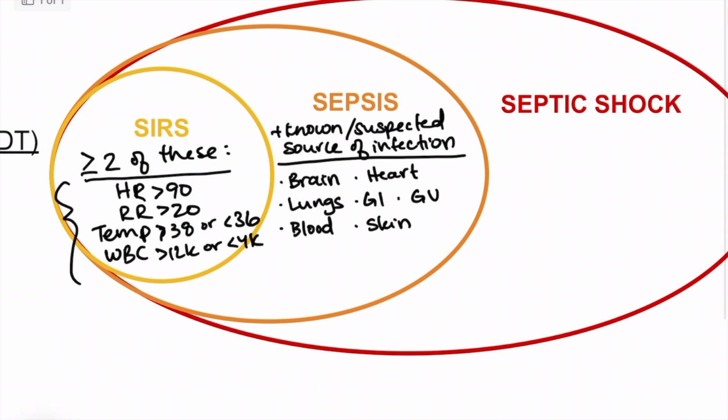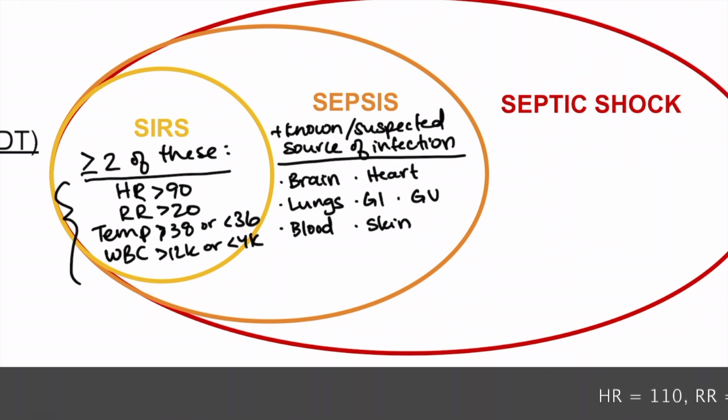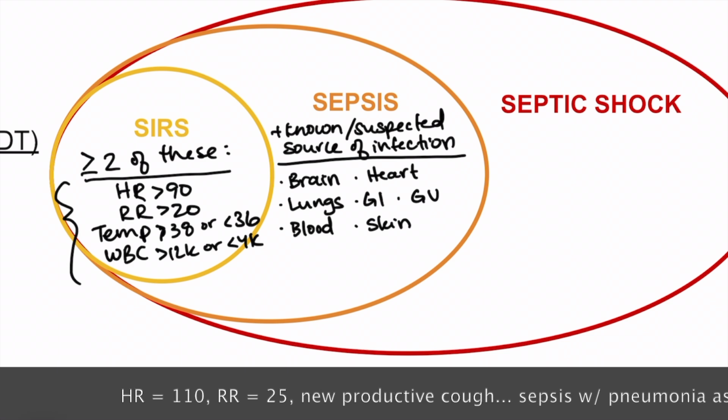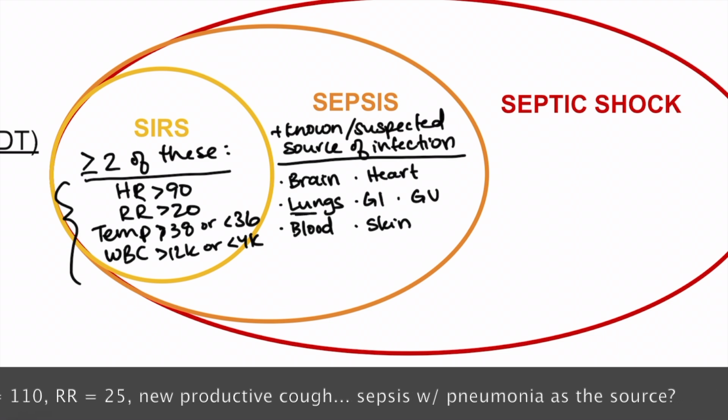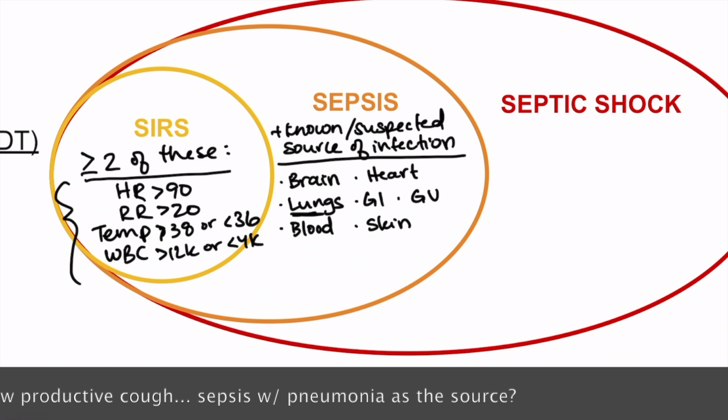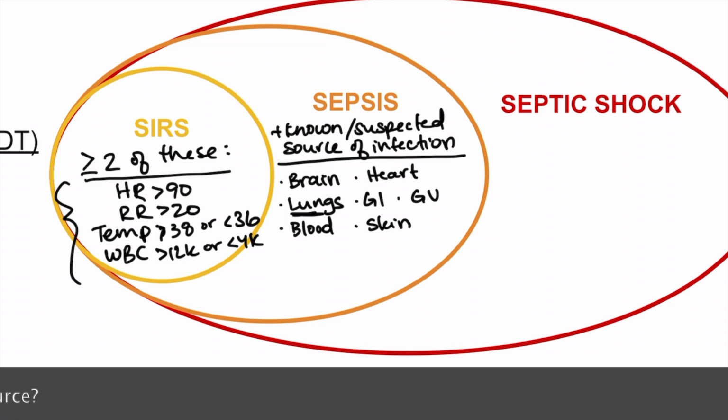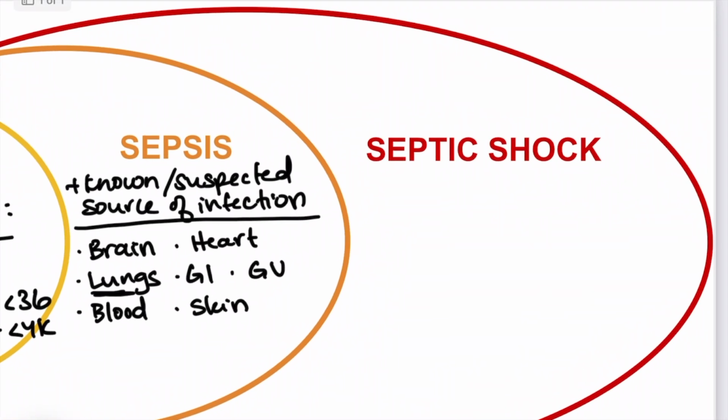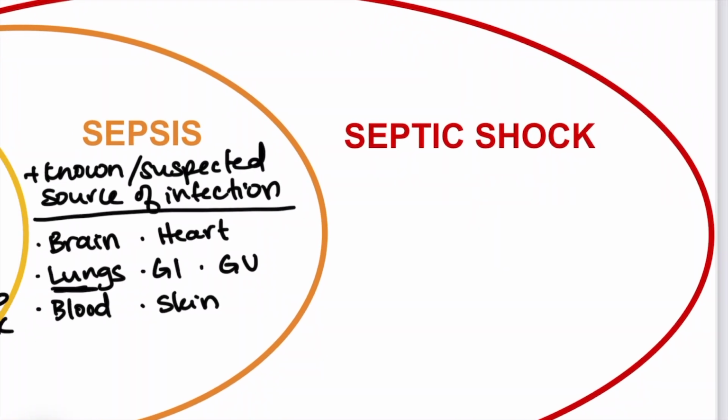So let's say a patient has tachycardia, heart rate of 110, and a respiratory rate of 25, and then they have a new cough. That would help clue us into a potential lung source of infection, and we'd call this patient septic until we're able to rule it out. So sepsis until proven otherwise.